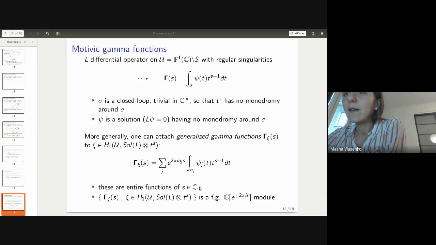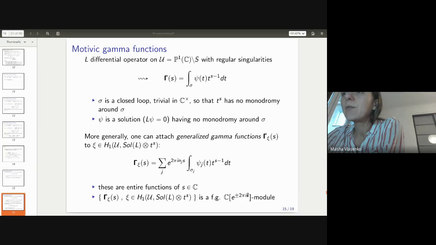They are all entire functions, and they form a module over Laurent polynomials of e to the power 2 pi i s. Just as you see them, e to the 2 pi i s appearing here. You can multiply by e to the power 2 pi i s. And it's always a finitely generated module. So there are finitely many interesting gamma functions, and all other gamma functions are e to the 2 pi i s linear combinations of those interesting functions.